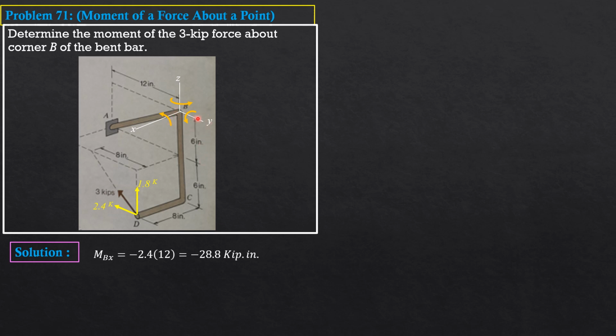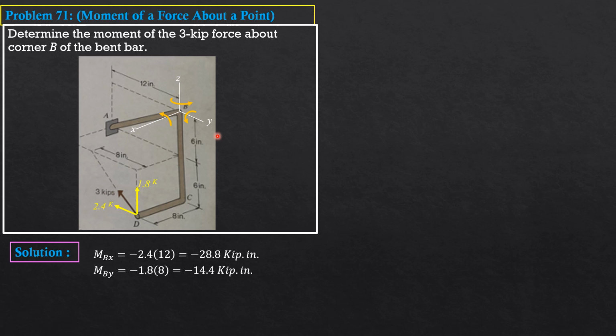MBy, by right thumb rule, would be the sense here. This is parallel to the y-axis, so it has no moment. Only 1.8 will have moment about the y-axis, and it is negative again. Negative 1.8 times 8, and that is equal to negative 14.4 kip inch.